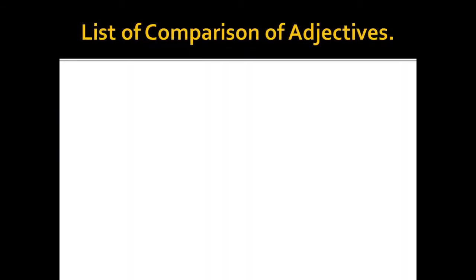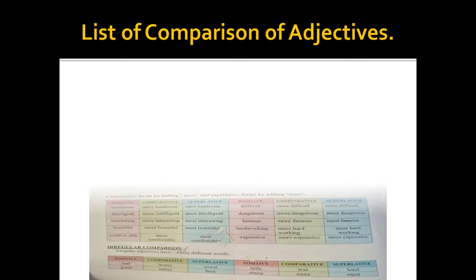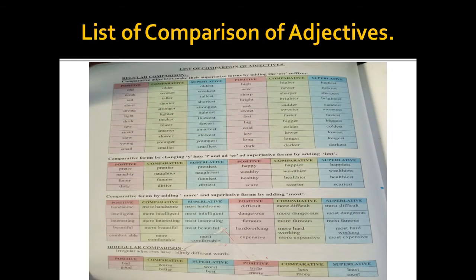Before doing the worksheet number 32, you have to see the list of comparison of adjectives that is on page number 32. So class, before doing the worksheet number 32, you have to learn all these adjectives so you can easily do the worksheet number 32. You can also see the irregular comparison of adjectives over there. You can learn these adjectives before doing the worksheet. So now we have to move toward the worksheet number 32.